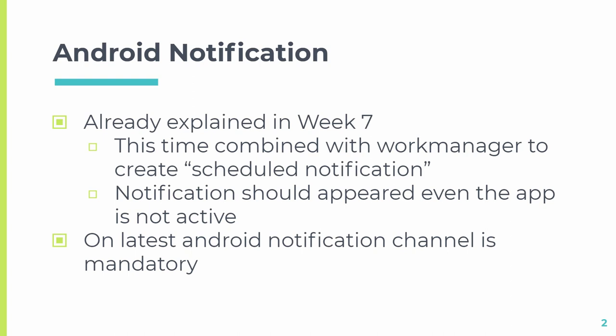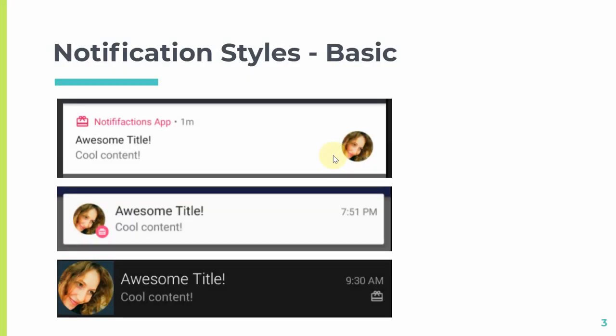Okay, so before we talk about work managers and how they can benefit us to create scheduled notifications, you should know that notifications come up in different styles, yeah? So the basic style is something like this, yeah? The black one is KitKat, I guess. I'm sorry, no good. Oreo, yeah? Okay, the black one is Oreo. This one is no good. And this one is Marshmallow, I guess, okay? So this is a basic one.